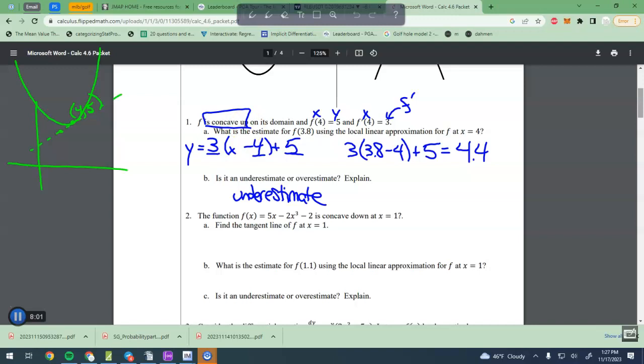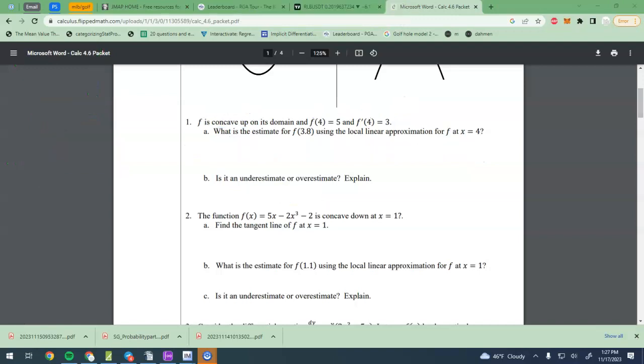You said it way too many times. It's not custom. If the original function is concave up, your linear approximation will always be an underestimate. Fair enough? But there's a purpose to my jerkness. Question on one, or any other question on one? 5 minutes, I got more.